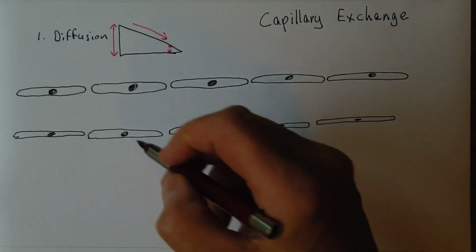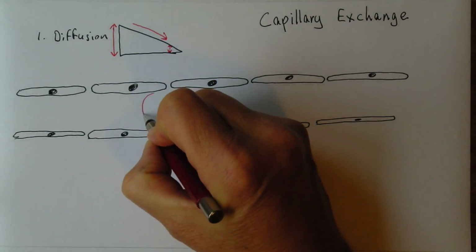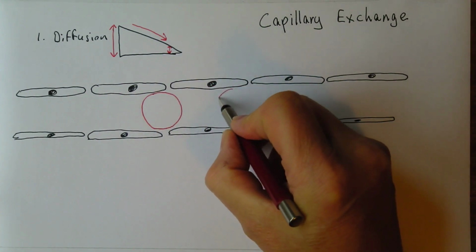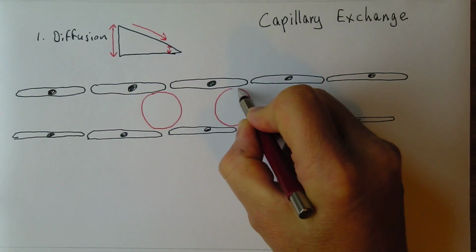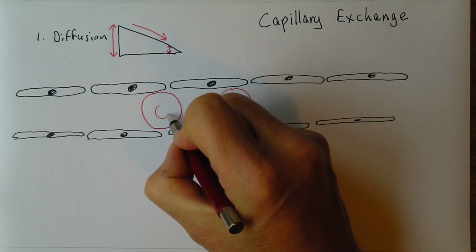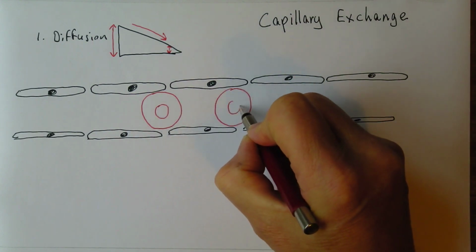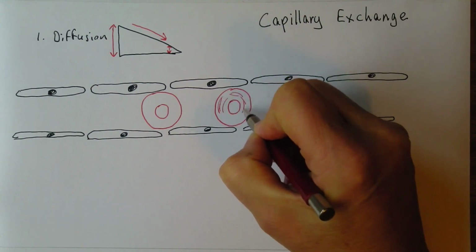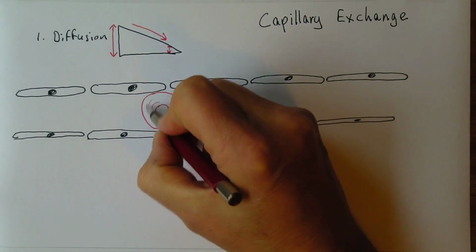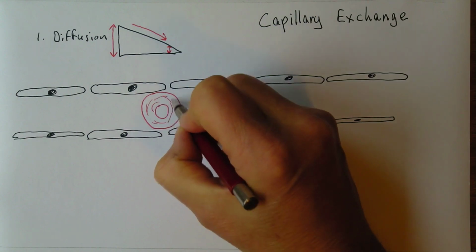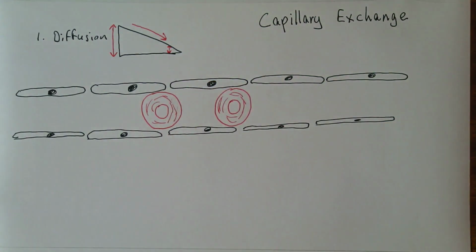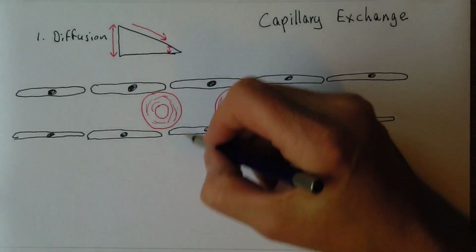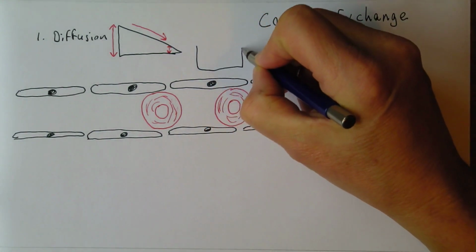So for example, in the capillaries we have the red cells, the erythrocytes, these biconcave discs, and they're darker on the outside because they're thicker on the outside. And of course these are carrying oxygen. And here we have a tissue cell which has been happily using up oxygen.